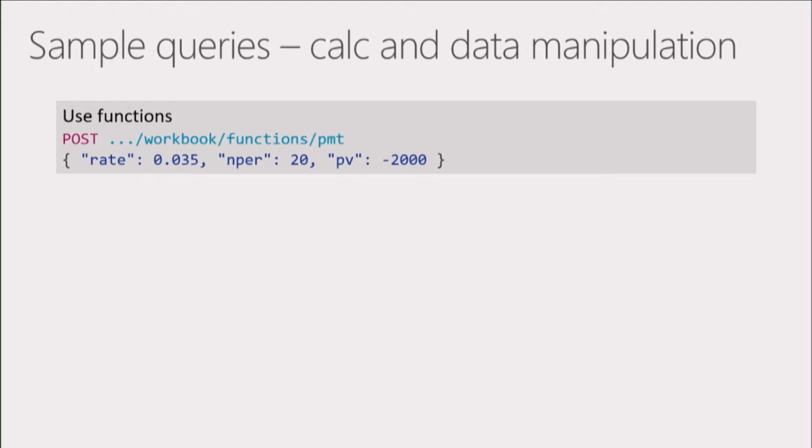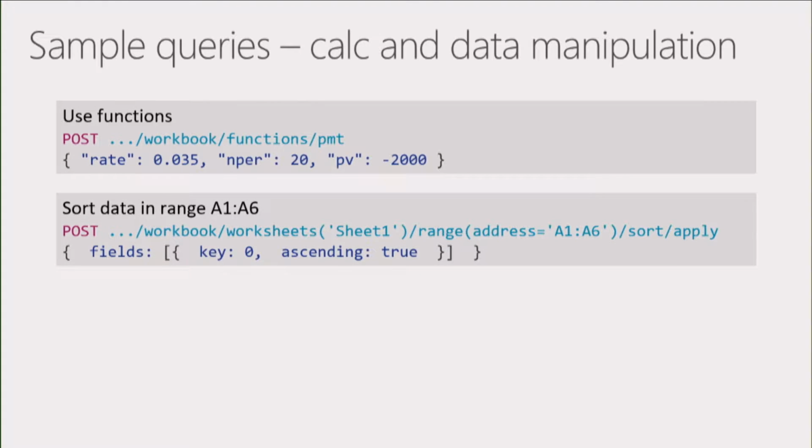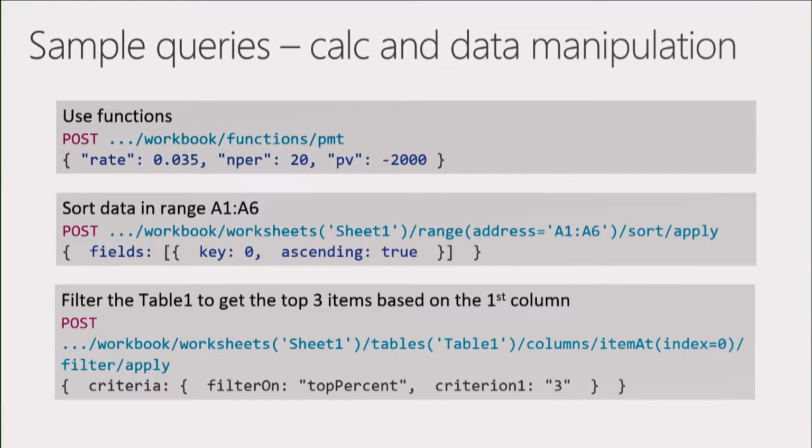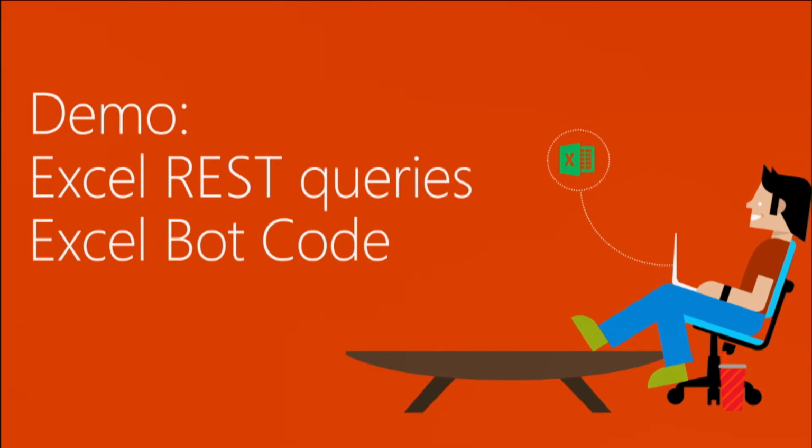In this example that I have right here, I'm using the PMT function, which calculates a payment. I pass in the variables, and I get back the calculation. I can sort data. So if I have a range given by an address, I can apply a sorting. And I can filter data as well. So for example, I'm filtering here by the top percent on that given range. Let's see those queries in action.